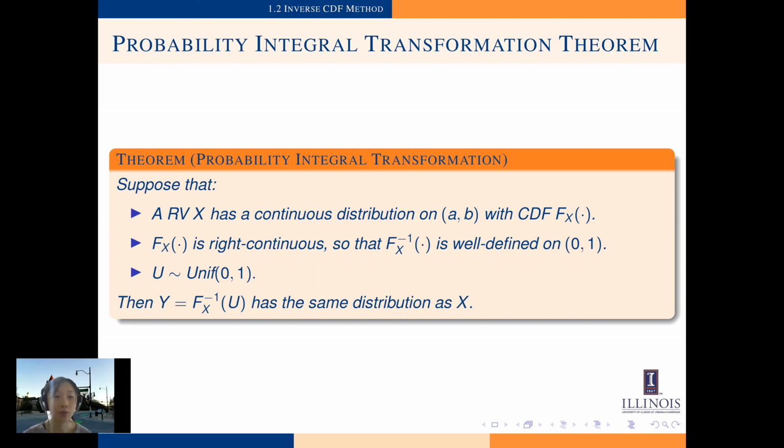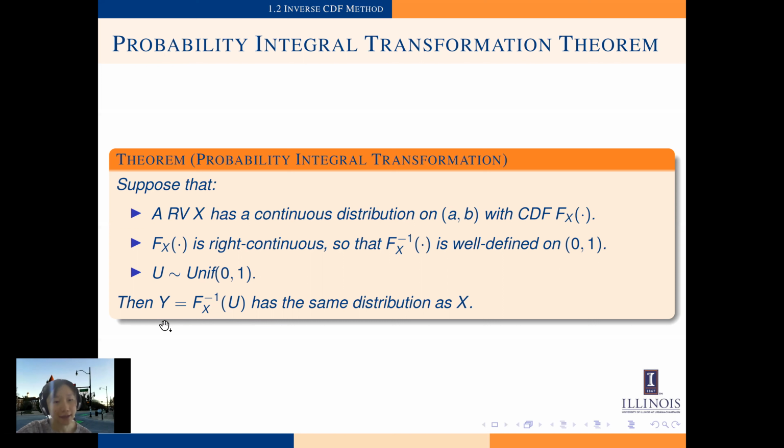Then Y, which is equal to F_X inverse of U, can be shown to have the same distribution as X. You can see that here, Y, which is equal to F_X inverse of U, is equivalent to what we have obtained earlier in step 3. So the F_X inverse is equivalent to the h function, and you can see that Y is the output of applying this function to the value U.